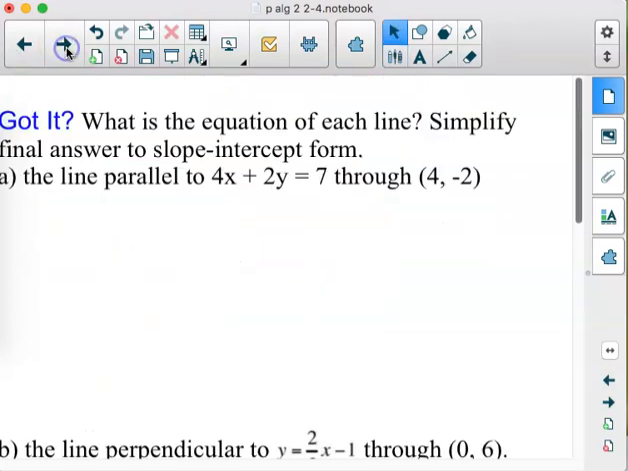So, point-slope form. Well, I'm definitely going to hit you up for more help this time. I've been leading you quite a bit today. So, I'm just going to put some questions out there and see if you can tell me exactly what we need to do. So, what is the equation of each line? Simplify, final answer to slope-intercept form. It's exactly what we were just doing. And the line parallel to 4x plus 2y equals 7. Let's start with this. I think it's going to be a little harder to find the slope we need this time. Do you see why?